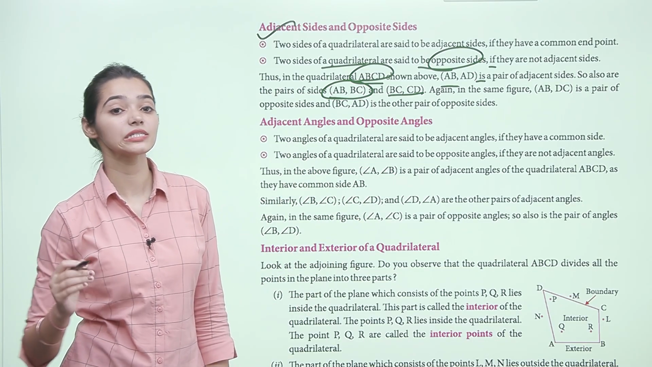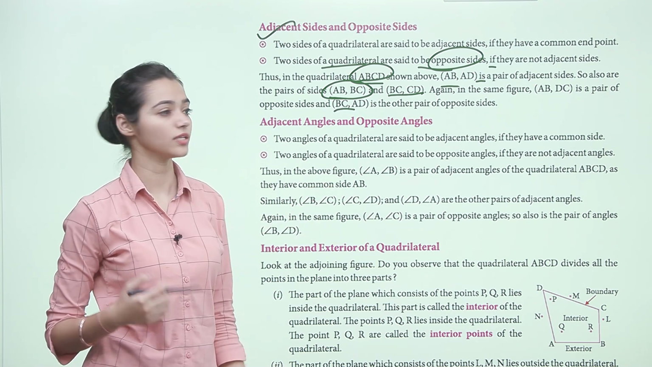Again in the same figure, AB and DC is a pair of opposite sides, and BC and AD is the other pair of opposite sides.